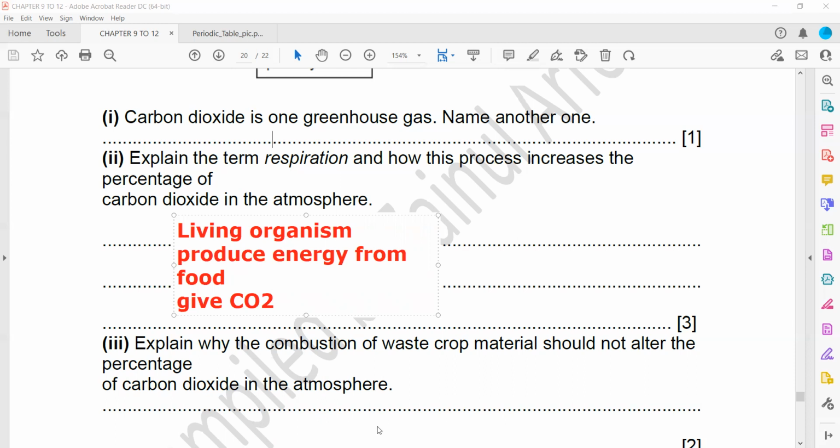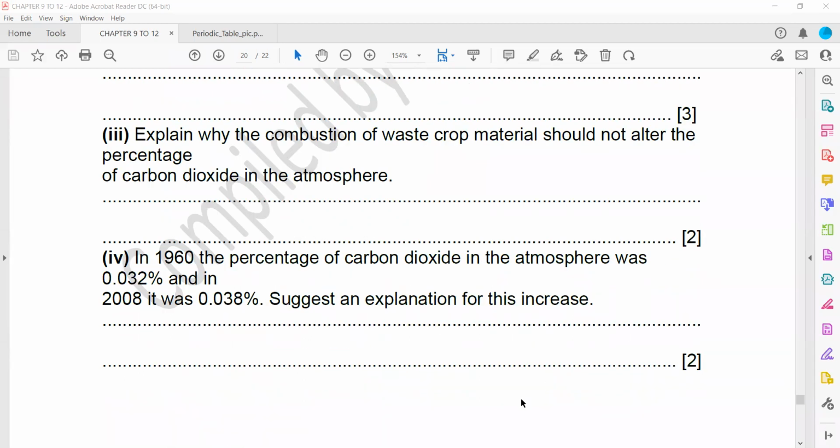The second question: explain why the combustion of a waste crop material should not alter the amount of carbon dioxide. What is the reason? Basically, why does the combustion of crops not change the amount of carbon dioxide? Because when we grow the plants, they absorb carbon dioxide, and when we burn them, they release the same amount of carbon dioxide.